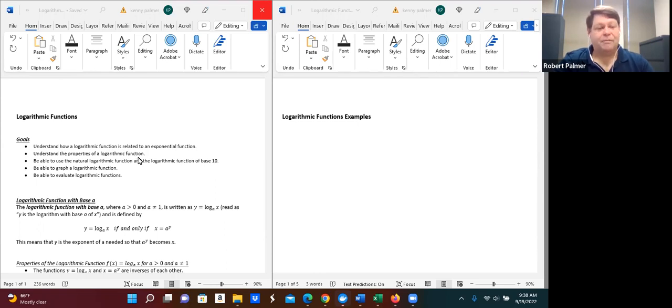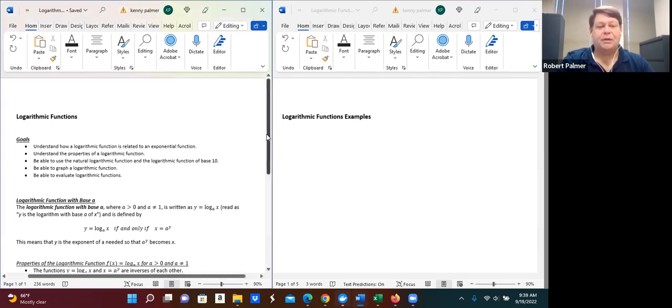Understand the properties of a logarithmic function. As we'll see, they're also related to what we saw with an exponential function. Be able to use what are called the natural logarithmic function and the logarithmic function of base 10. These are the most common ones. These are the ones we found on your calculators. Also be able to graph the logarithmic functions and evaluate them.